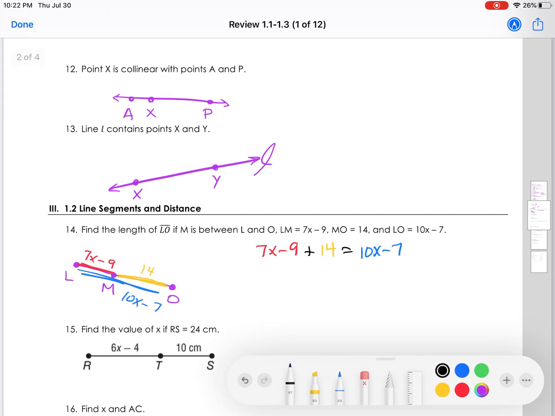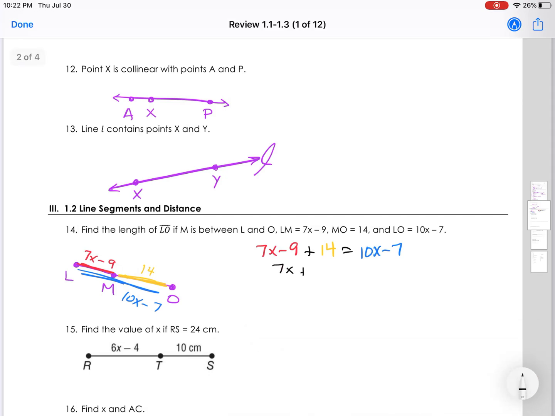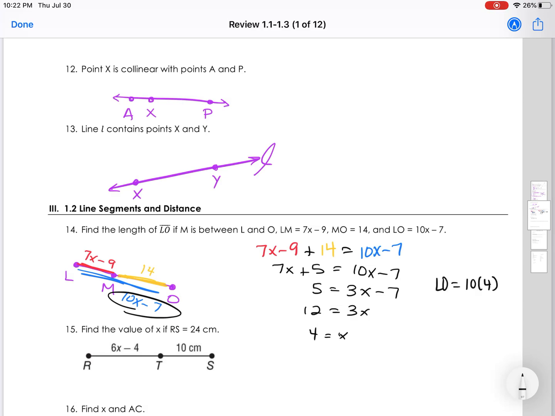So we'll solve for x, and then we can plug that back in to find the length of LO. So that's 7x plus 5 is going to equal 10x minus 7. We can subtract the 7x and get a 3x on the left. Add and get 12. So that means that x is going to equal 4. All right, so if we want LO, LO is 10x minus 7. So LO equals 10 times 4 minus 7, which is 40 minus 7, which means 33. So the measure of LO is 33.